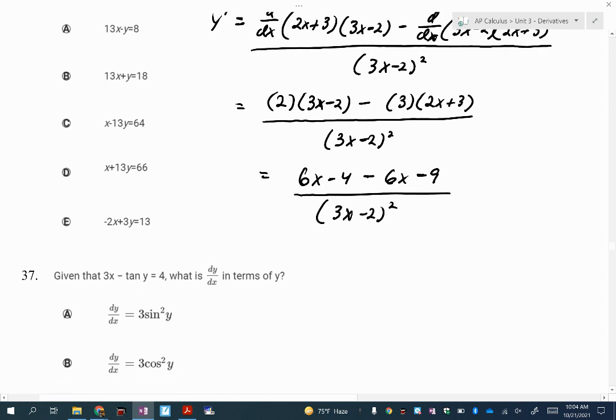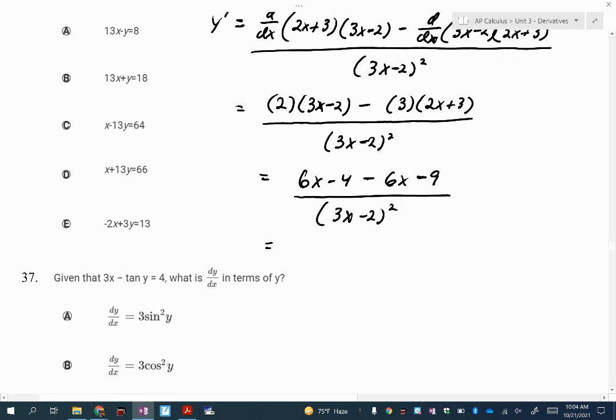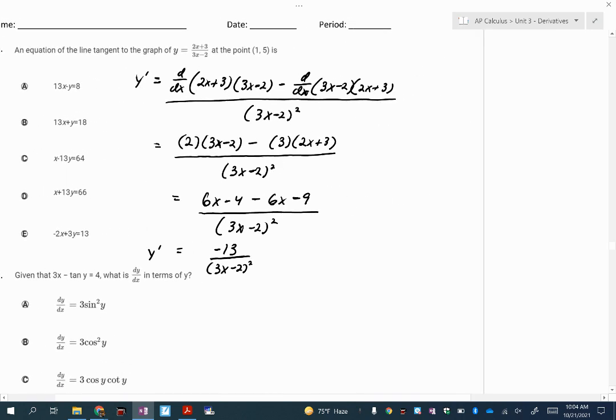Okay? And then to finish this, that's going to be -13 over (3x - 2) squared. So that's the derivative. But I don't just want the derivative. I need to evaluate the derivative at my x value for my point, which is 1. So I'm going to do y prime of 1, which is -13 over (3 times 1 minus 2) squared.